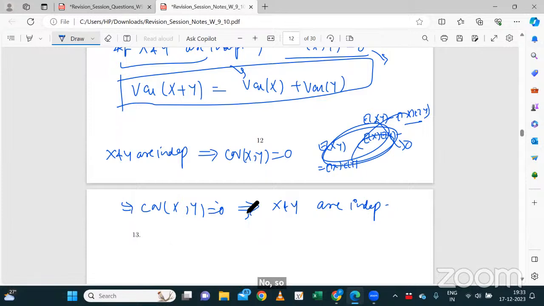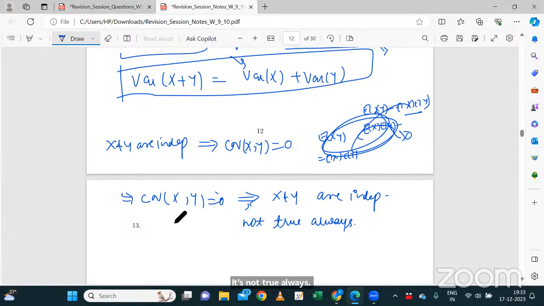Why? Because covariance can also become 0 in other cases. It's not always true. I will tell you why: covariance tells us the linear association between two variables.